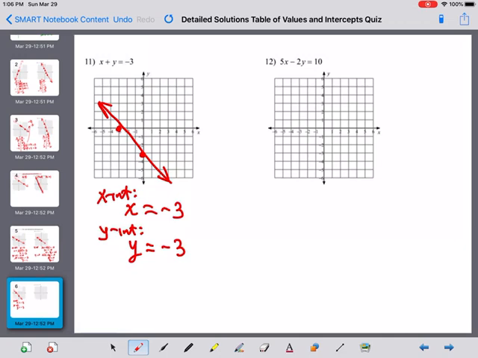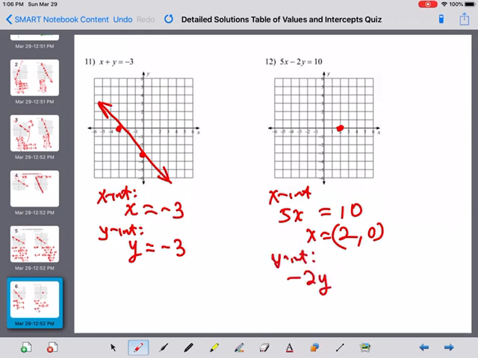And then the last one, let's get the x-intercept. So let y equal 0. 5x equals 10. Divide both sides by 5. X equals 2. So 2, 0. And then the y-intercept, let x equal 0. So -2y equals 10. Divide both sides by -2. Y equals -5. And then connect.